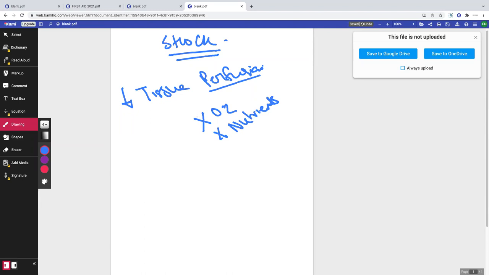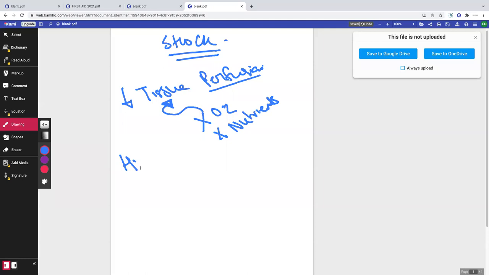As a result, can we get tissue damage? Yes or no? The answer is yes. And can this be life-threatening? The answer is yes. This can also be life-threatening, right? So how many types of shock do we have? We basically have three types of shock.